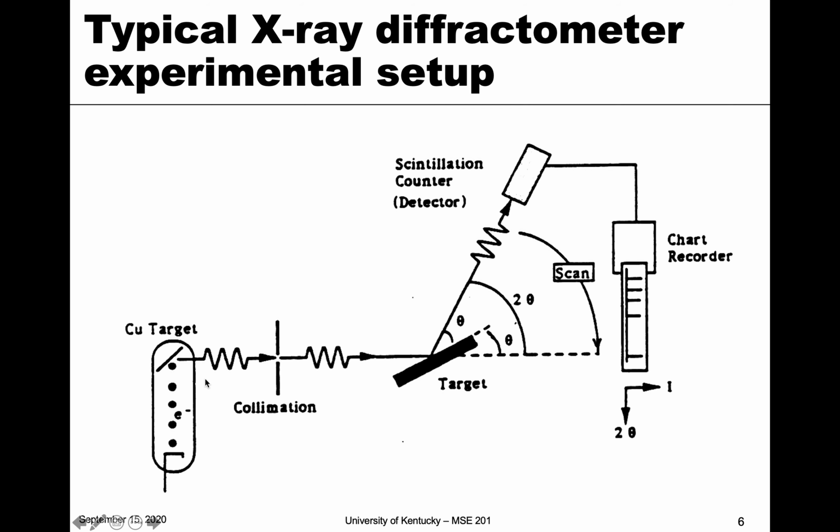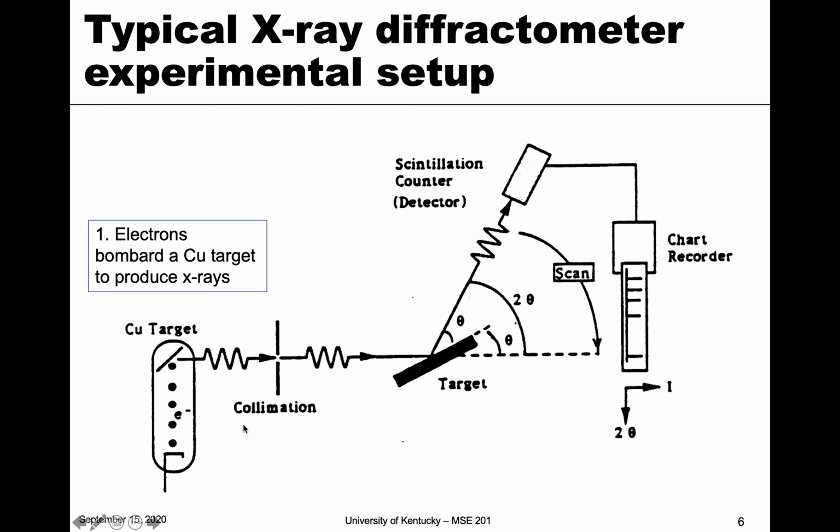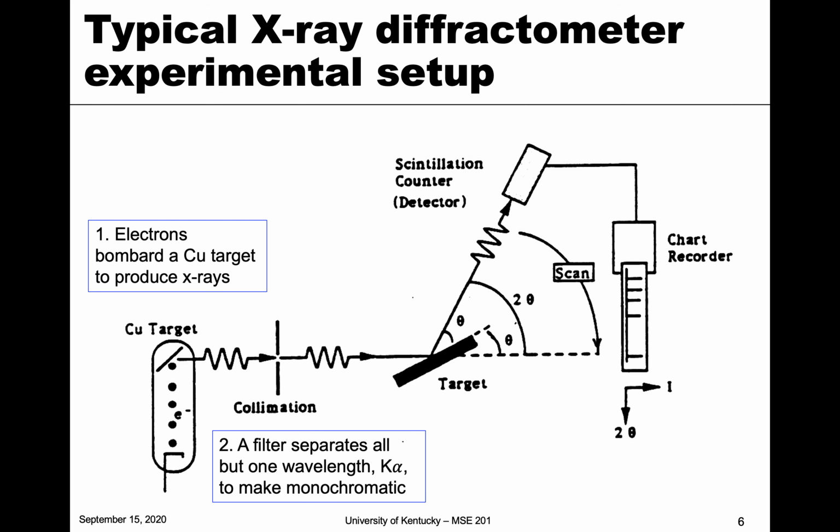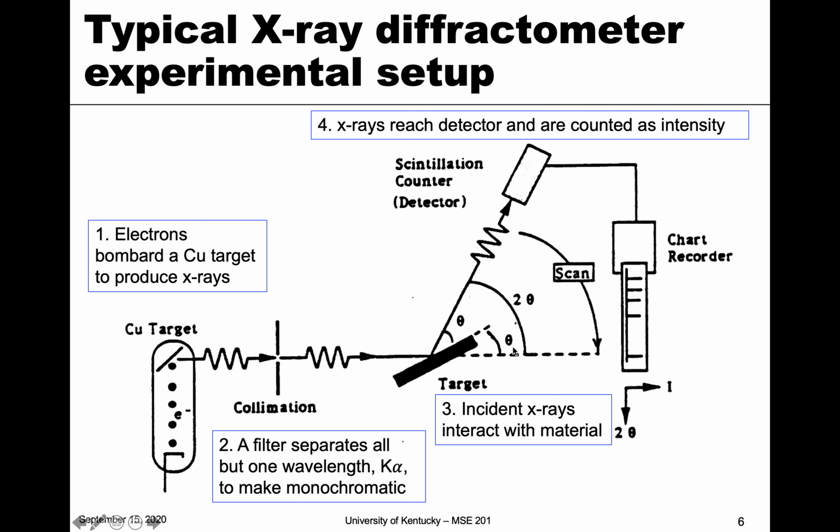Because to make this all happen, the typical way for this to occur is that we've got electrons that produce X-rays from targeting the copper, and then a filter filters out so that we only get the one wavelength, copper K alpha in this case. And then our incident X-rays interact with the specimen, and they are detected at the detector, and then the counts are counted as intensity, not on the chart recorder, but on the computer.